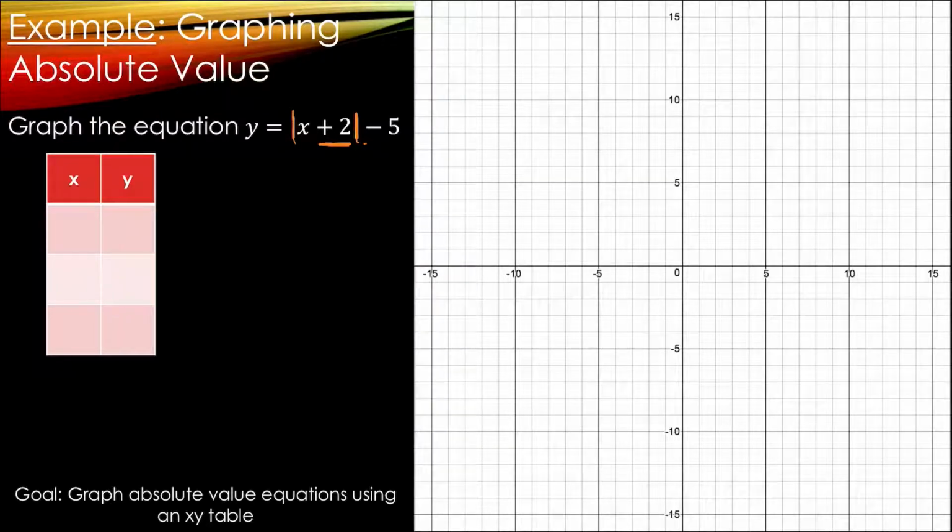So I want to find my vertex, which is going to be right here. But remember, in my parentheses, vertexes are always opposite. So I'm going to put in a negative 2 there. That's because if I input a negative 2 into that x, I replace that. Negative 2 plus 2 is 0. The absolute value of 0 is 0. And we're going to go minus 5. Okay, so there's my first point.